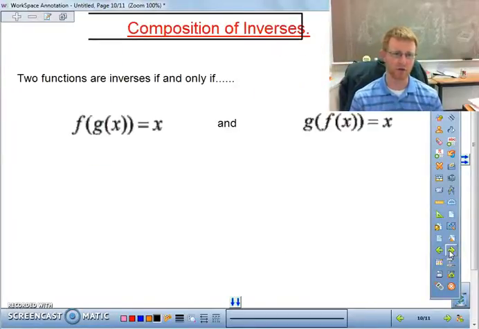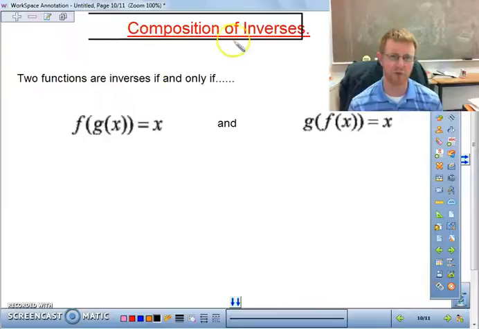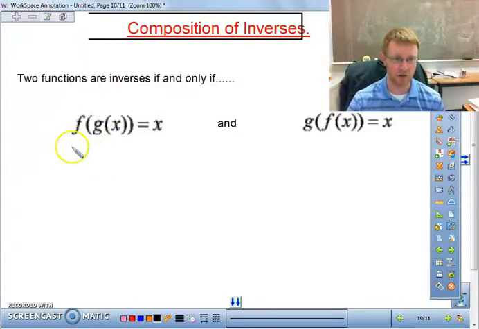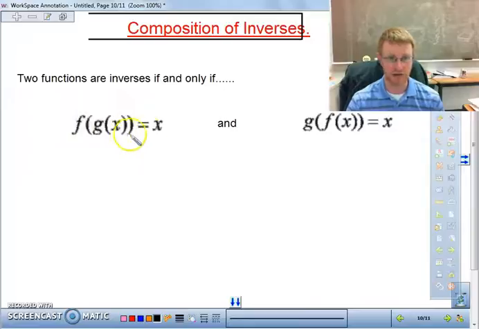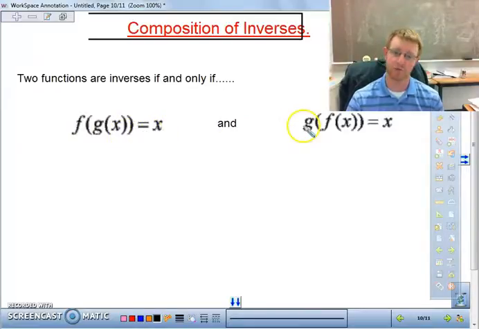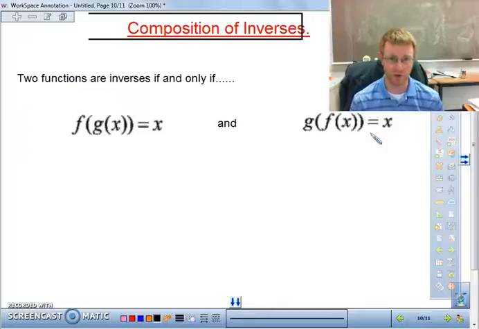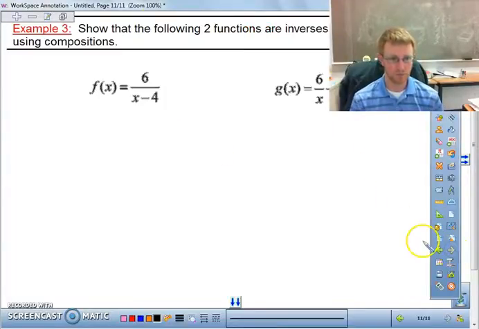Okay, the last thing we're going to cover is using composition to find inverses, or to find out if there is an inverse. So, two functions are inverses if and only if, basically, if you take the composition of functions, you take f of g of x and it equals x, and then if you take g of f of x and it equals x. So basically, two functions are inverses of each other if you can take the composite in both directions and get x for each one. So let's see how this works with these two functions.